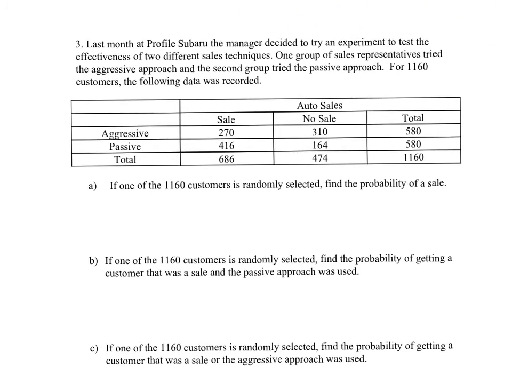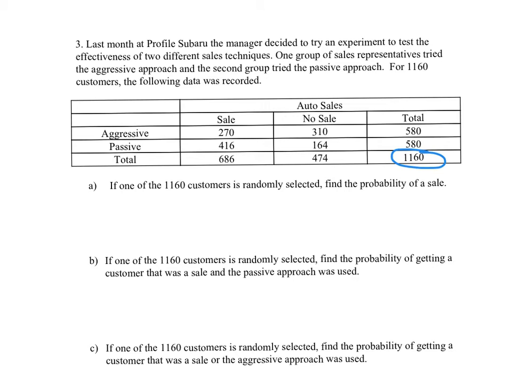Okay, so we have a contingency table here. It's a great way to visualize conditional probabilities. We have two different sales approaches happening. We have the aggressive approach and the passive approach, and we have the recorded number of sales with both types of approaches. So you want to total up these columns and rows, and you can see that there were 1,160 customers sampled here, so a pretty large sample. We can get some good information from this.